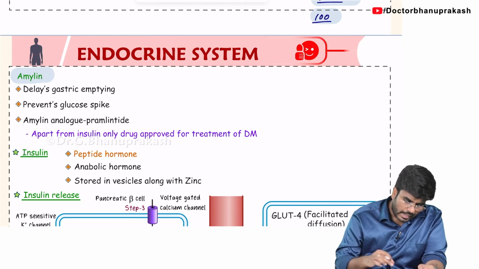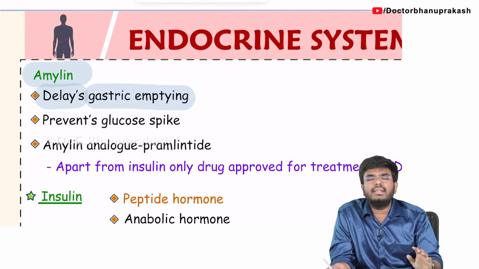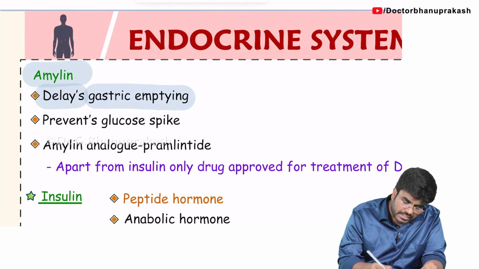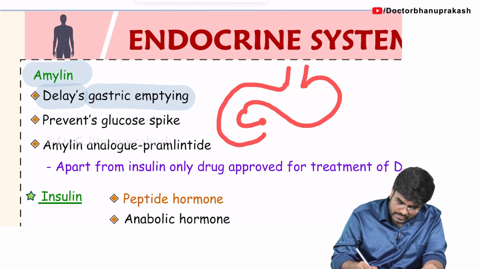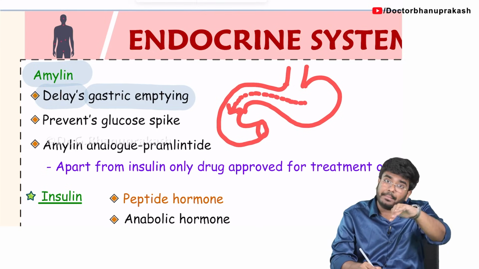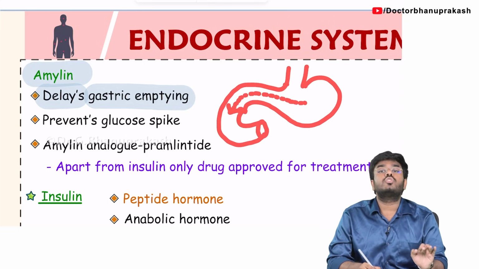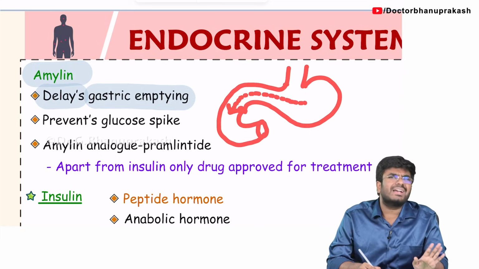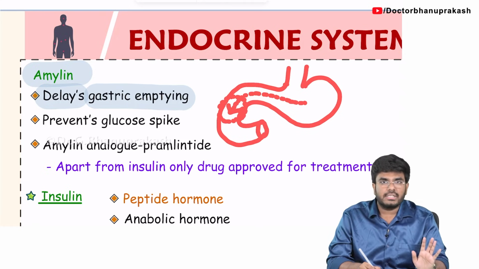What will amylin do? Amylin delays gastric emptying. What exactly is gastric emptying? Let's say here I am showing the stomach as well as the duodenum. The movement of food from the stomach into the duodenum is called gastric emptying. And this gastric emptying should always be slow, it should not be fast. So food will be gradually digested in the intestines and gradually absorbed.